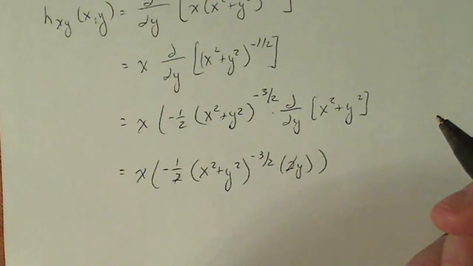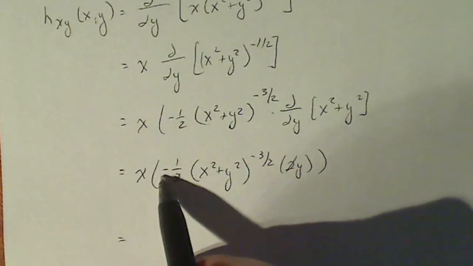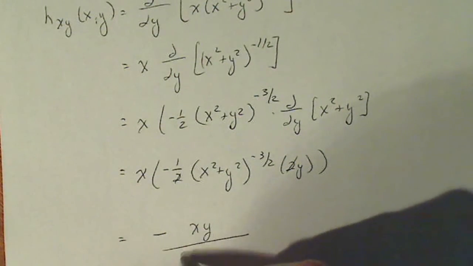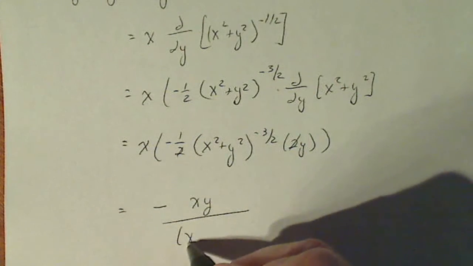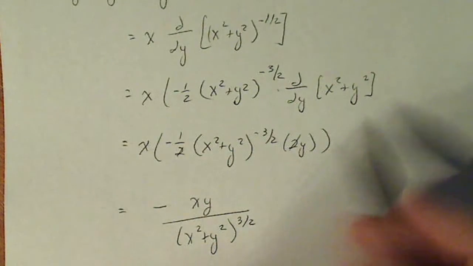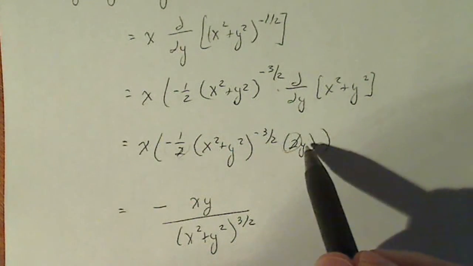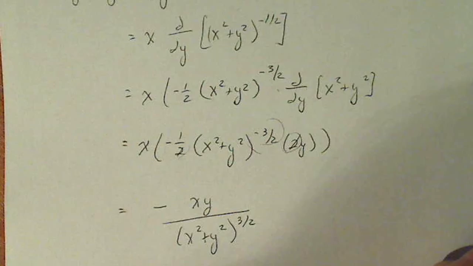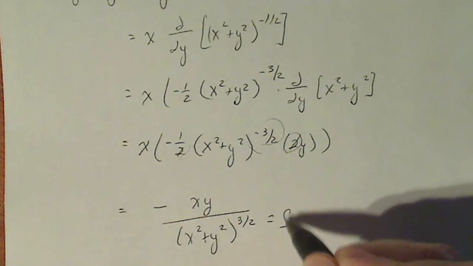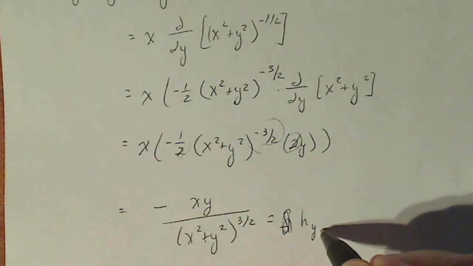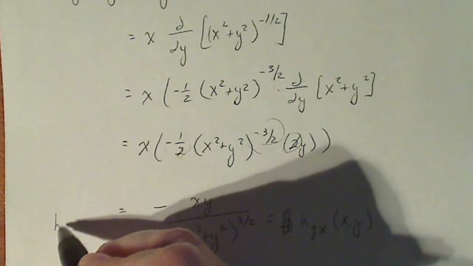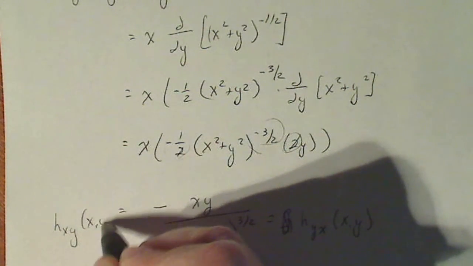So that cancels, and I'm left with, let's see, a negative out front and an xy in the numerator, and in the denominator I have (x squared plus y squared) to the positive 3/2 now. So again, I simplify these two guys, that becomes a numerator and that becomes a denominator. And I know that h sub yx will be exactly the same, because h sub xy and h sub yx will always be equal.